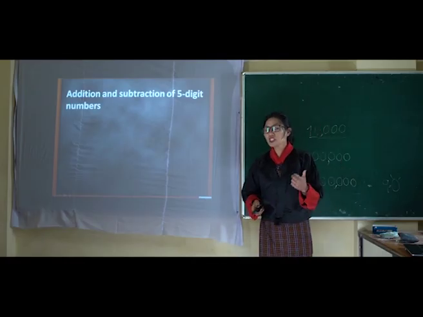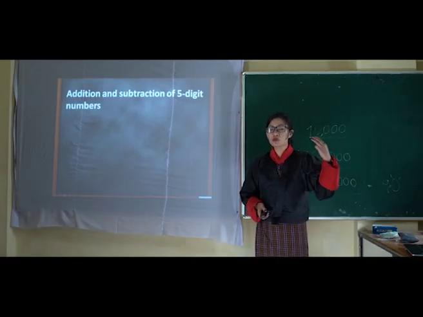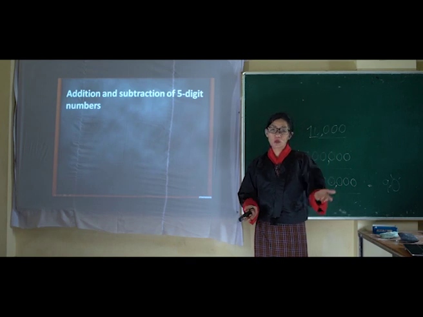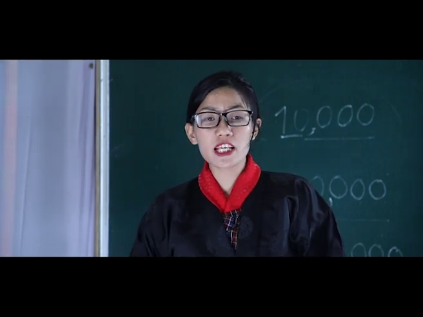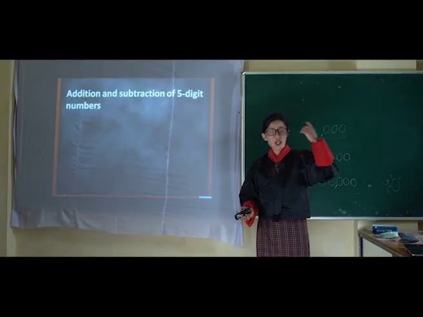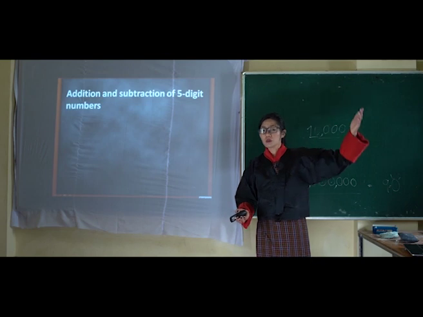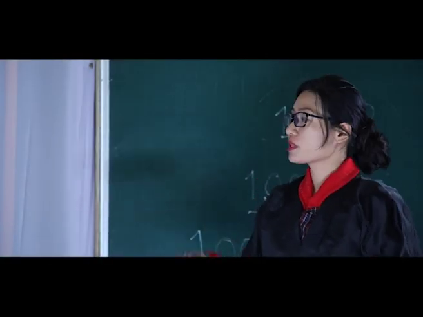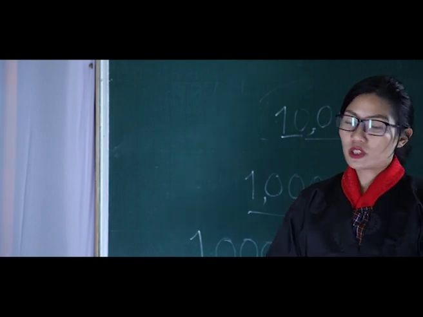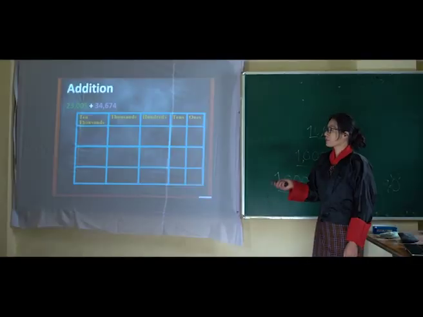Well, if you can do addition and subtraction of 2-digit numbers, 3-digit numbers, 4-digit numbers, it's just the same with 5-digit numbers. It's going to be just the same with 7-digit numbers, 10-digit numbers, and even more numbers. Addition is all just the same, but still, let us practice once. Let's look at this first number, 23,005 added to 34,674. Let us use a place value chart to add these two numbers.